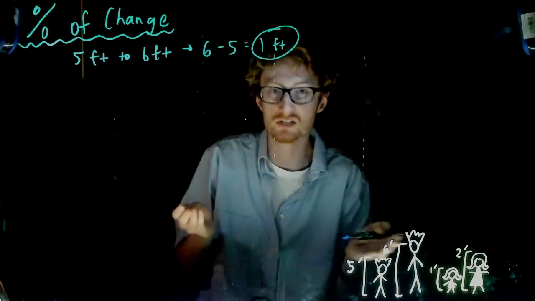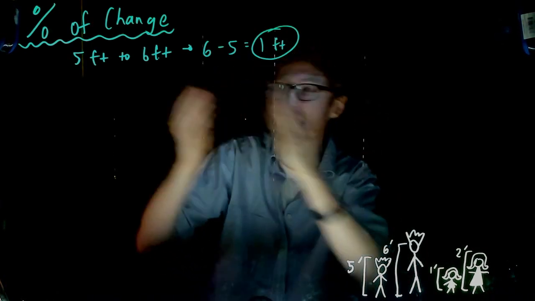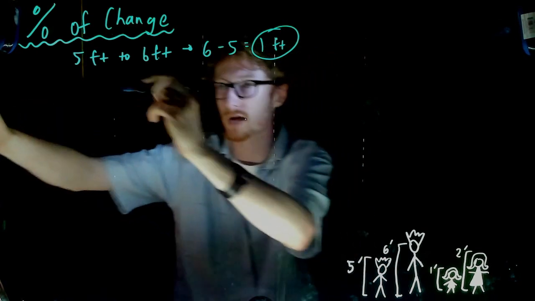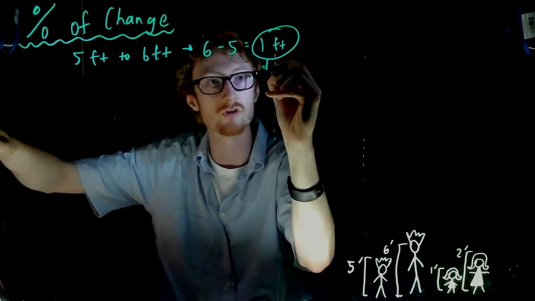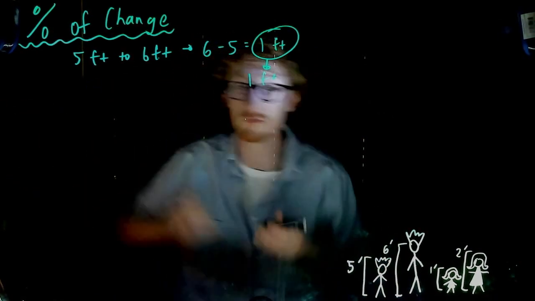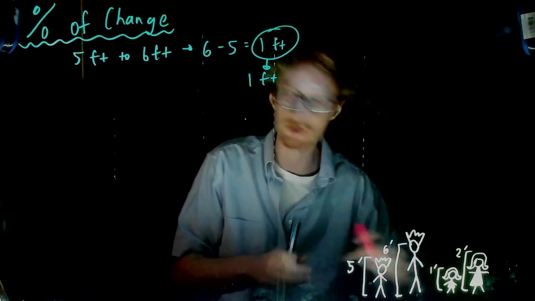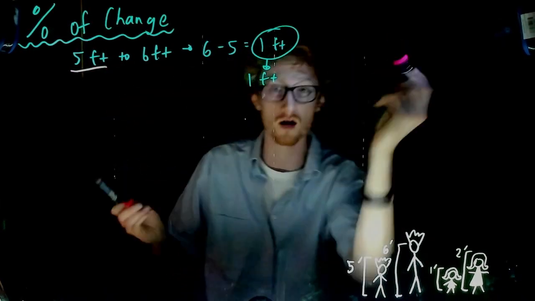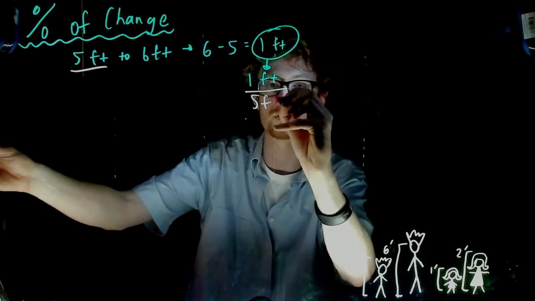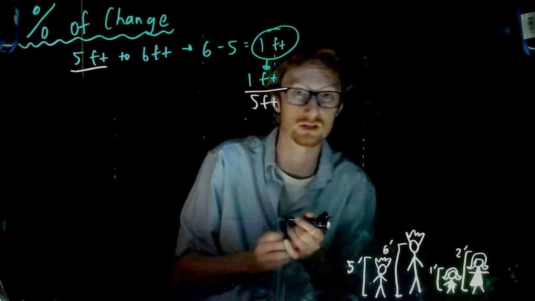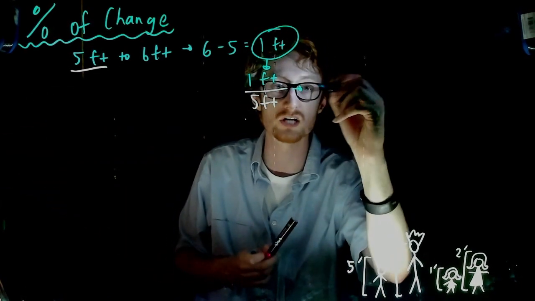Well, a percentage is just a ratio of the change over the initial amount. So what I do is I take this number, this 1 foot, and I divide it, which is, remember, 1 foot is the change, right? And I divide it by the starting amount. Well, how much did I start off with? I started off as 5 foot tall. So I just divide those two. You can use a calculator, you can use your knowledge of fractions, and I know that's going to be 0.20.